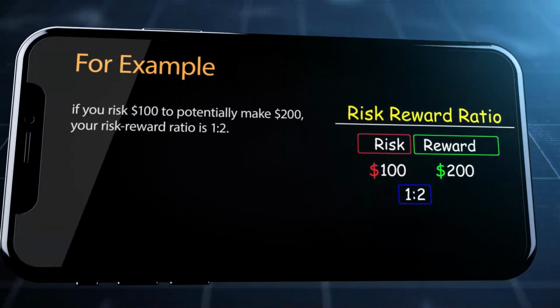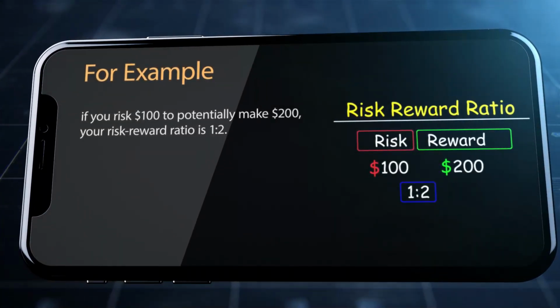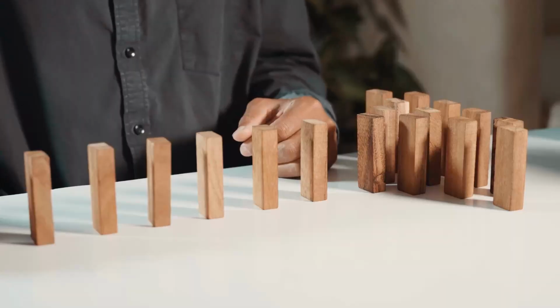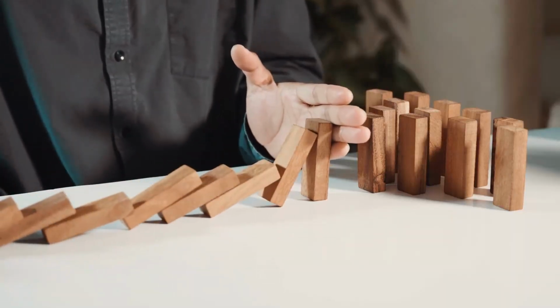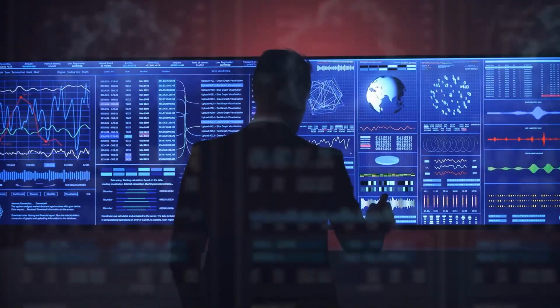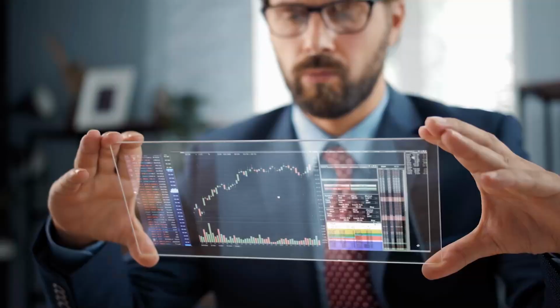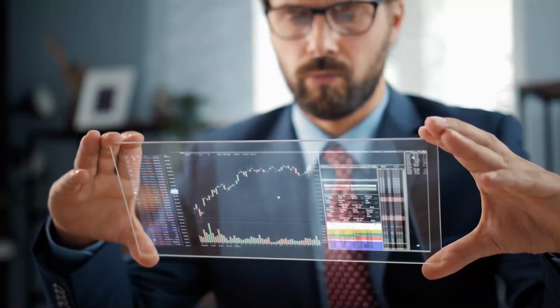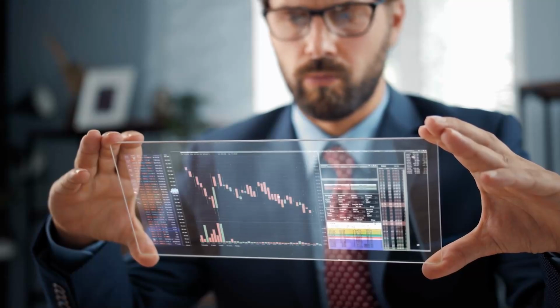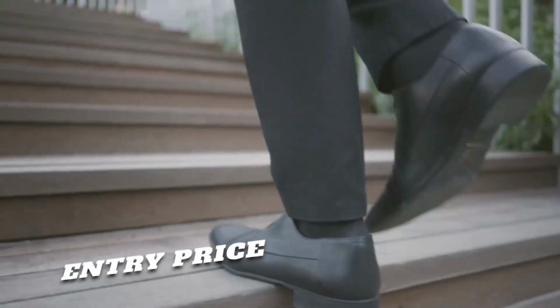For example, if you risk $100 to potentially make $200, your risk-reward ratio is 1 to 2. A good risk-reward ratio is essential for effective risk management in trading. A high risk-reward ratio means that your potential reward is greater than your potential risk, making the trade more attractive. A low risk-reward ratio means that your potential risk is greater than your potential reward, making the trade less attractive. To calculate the risk-reward ratio, you need to know your entry price, stop-loss price, and target price.